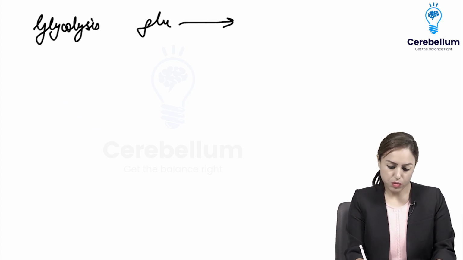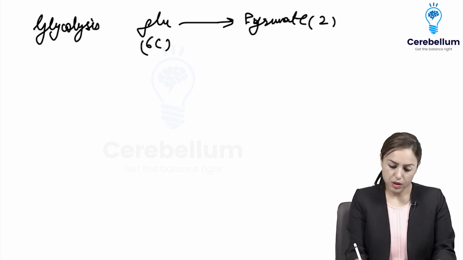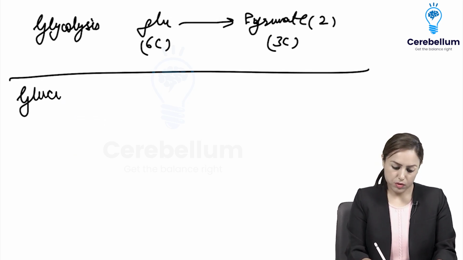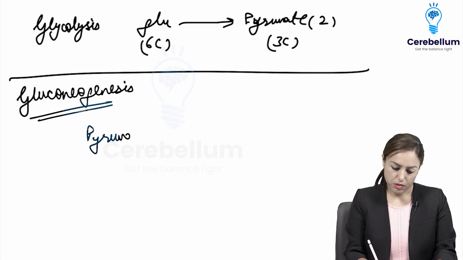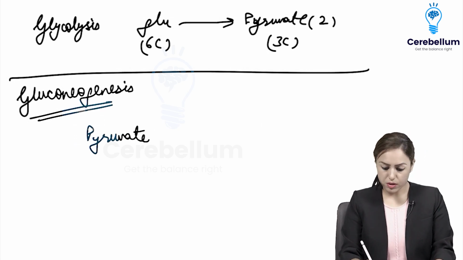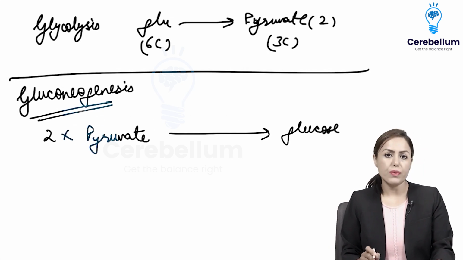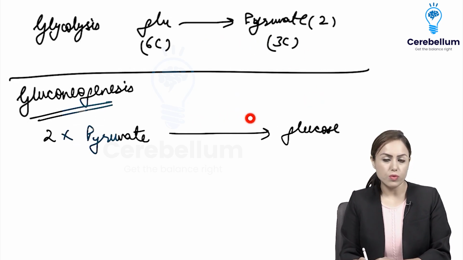Now, what is glycolysis? Glycolysis is glucose to pyruvate. Glucose to 2 molecules of pyruvate, because glucose is 6 carbon, pyruvate is 3 carbon. And what is gluconeogenesis? Gluconeogenesis, the main substrate is pyruvate, we can say, pyruvate to glucose. Obviously 2 pyruvate will be taken to make 1 glucose. So can you see it is a reversal: this is glucose to pyruvate, this is pyruvate to glucose.